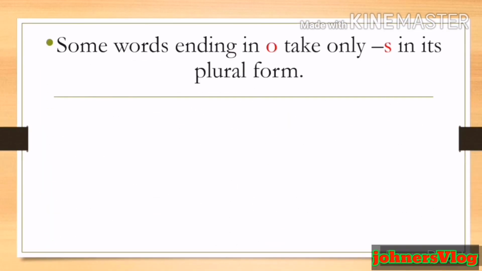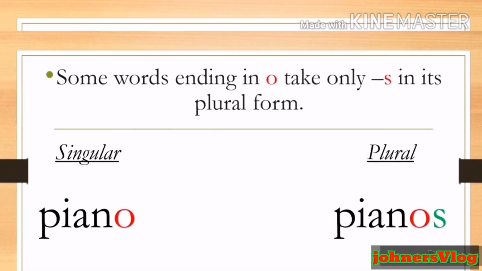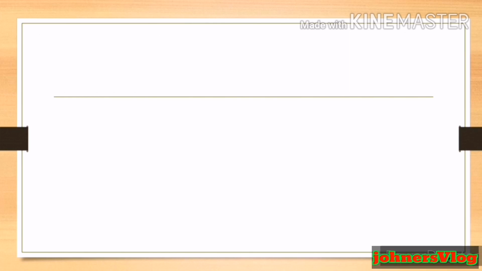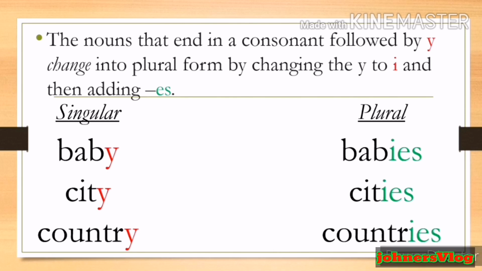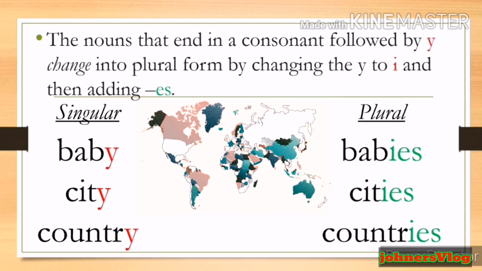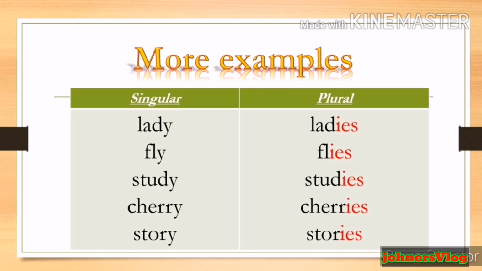Some words ending in O take only S in their plural form: piano, pianos. The nouns that end in a consonant followed by Y change into plural form by changing the Y to I and then adding ES. Examples: baby, babies; city, cities; country, countries. More examples: lady, ladies; fly, flies; study, studies; cherry, cherries; story, stories.